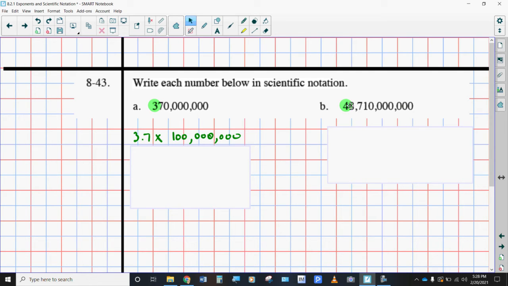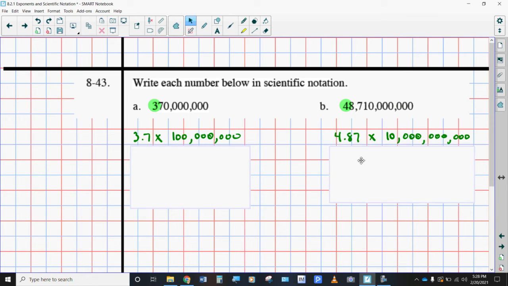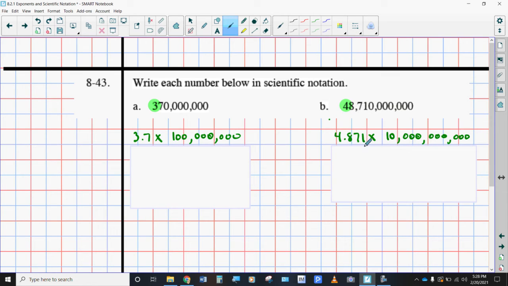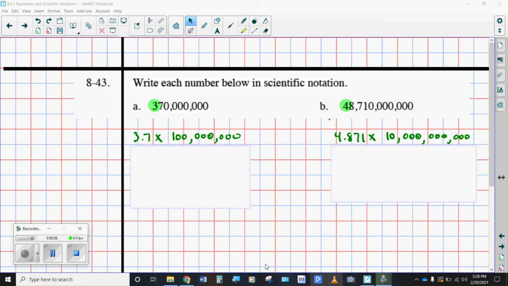Here, this is 48 billion 710 million. So that 4 is in the 10 billions place. So that would be 4.87. Ooh, did I forget the 1 there? Hold on. Let me put the 1 in as well. We'll just put that in there. 4.871 times 10 billion. So go ahead and go from this step to scientific notation. I'll reveal in a second.